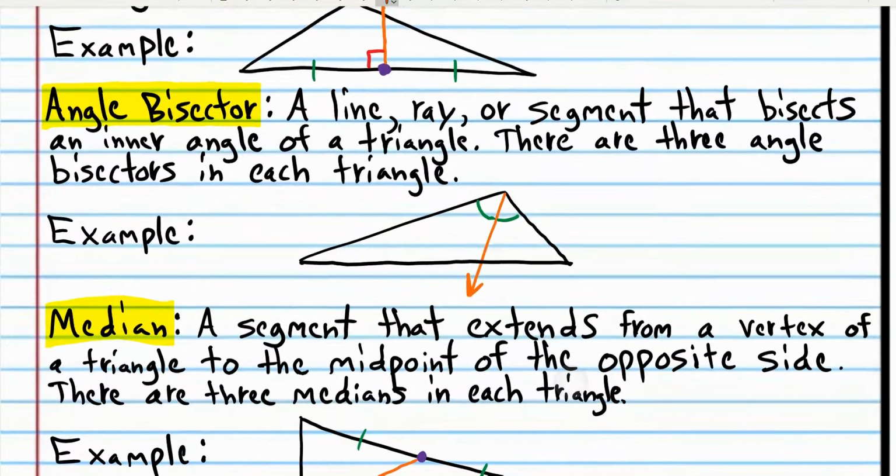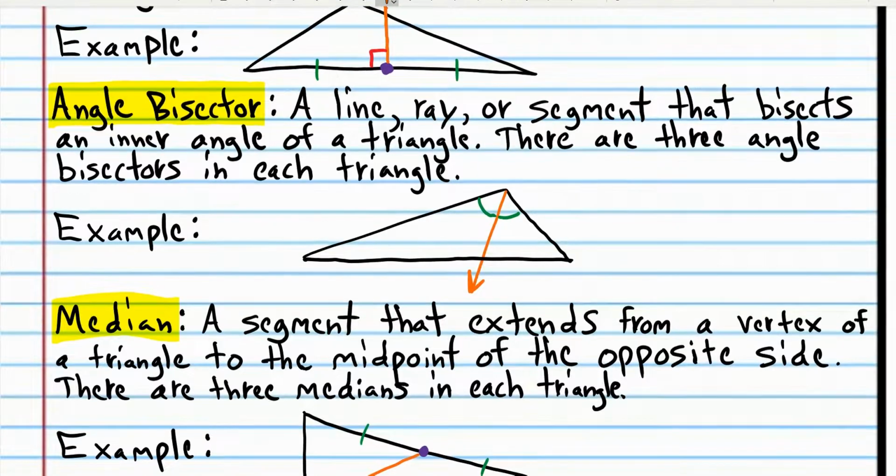Now, we also learned about angle bisectors. This is an angle bisector because it cuts this angle in half. And there are three angles in every triangle, so obviously there are three angle bisectors in every triangle. So we have 1, 2, 3. This is just an example of one of them.